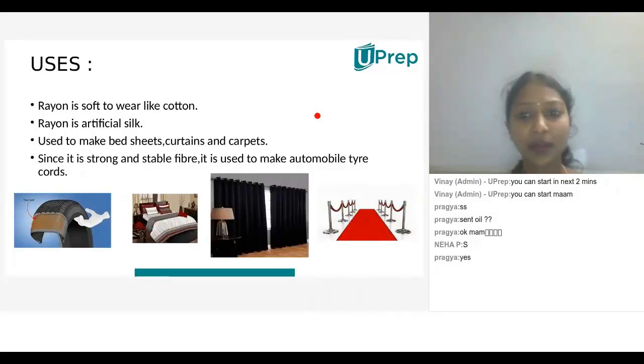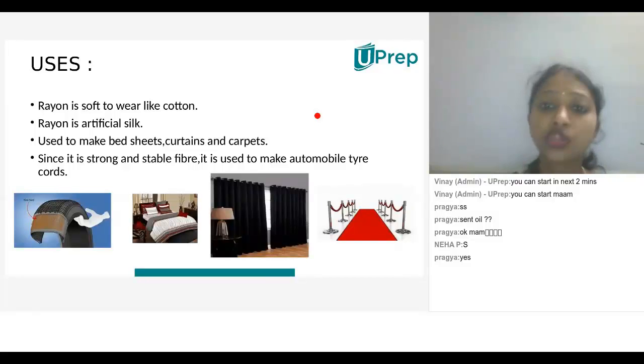Silk we can't buy and use for everything because, when we compare it with rayon, it's less durable. So definitely we will opt for rayon for bed sheets, curtains and carpets.